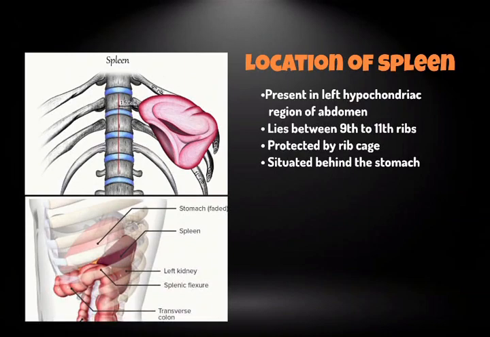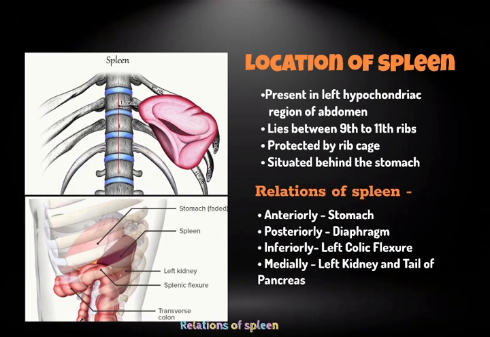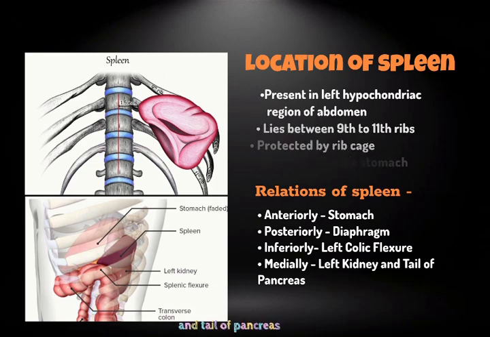Location of spleen. Spleen is present in the left hypochondriac region of abdomen. It lies between the 9th to 11th rib. It is protected by rib cage and situated behind the stomach. Relations of spleen. Spleen is anterior to stomach, posterior to diaphragm, inferior to left celiac flexure, and medial to left kidney and tail of pancreas.